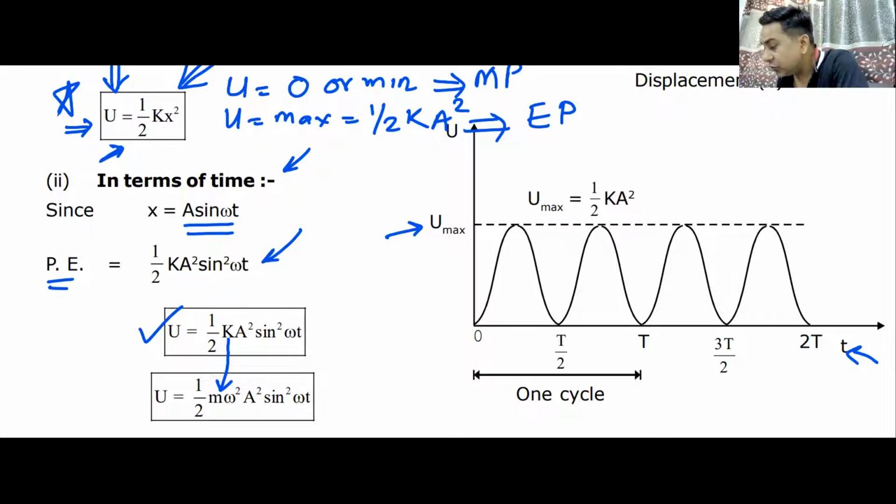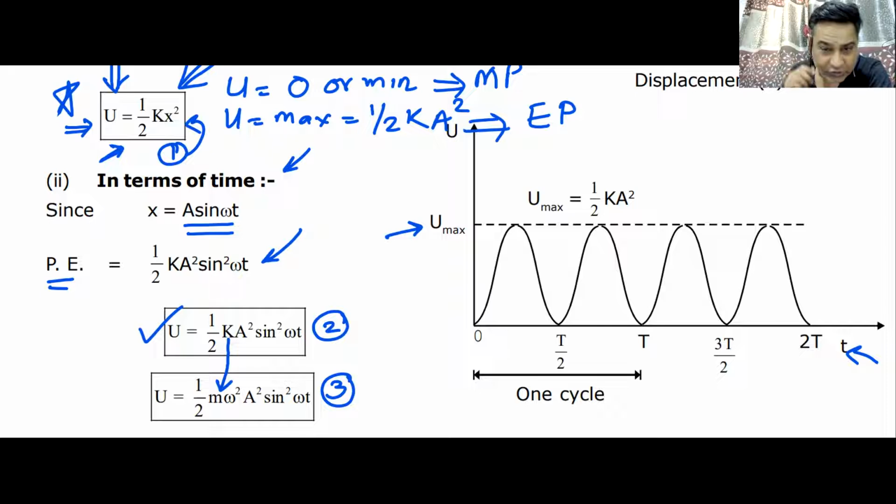Remember the value of k is m into omega square. Remember, k by m is omega square. So this is number one way of writing energy. This is number two way of writing the same energy. And this is number three way of writing the same energy. In number one, we have written u as a function of x. In number two, we have written u as a function of t in terms of k. In number three, we have written u as a function of t in terms of m and omega square.